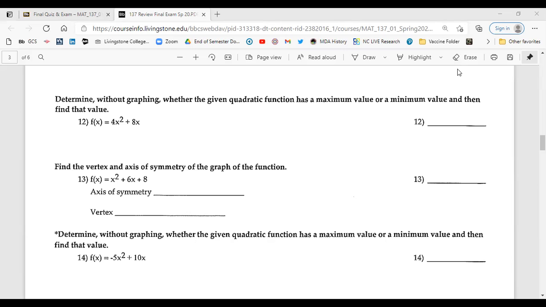Okay, so for 12, we have f of x equals 4x squared plus 8x. Do we need to go over 12, or are we okay? For 12, you're going to find the axis of symmetry, plug it back in to find the vertex, and then use your minimum or maximum. If it's a plus, it opens up, right? Yeah. So let's go ahead and do this one because it'll give us more practice overall.